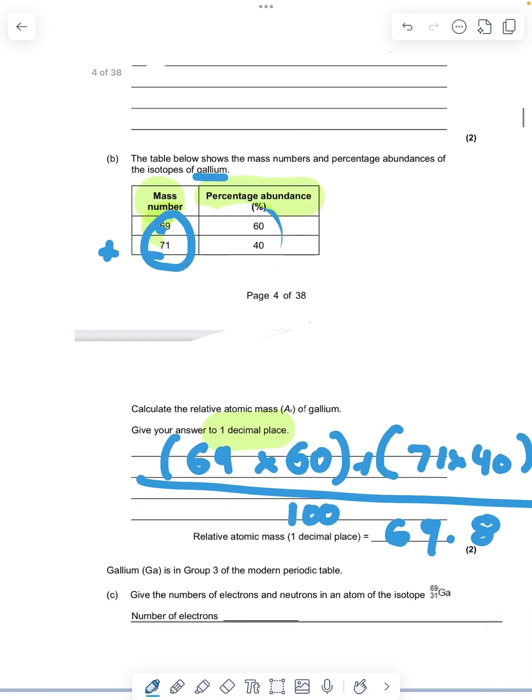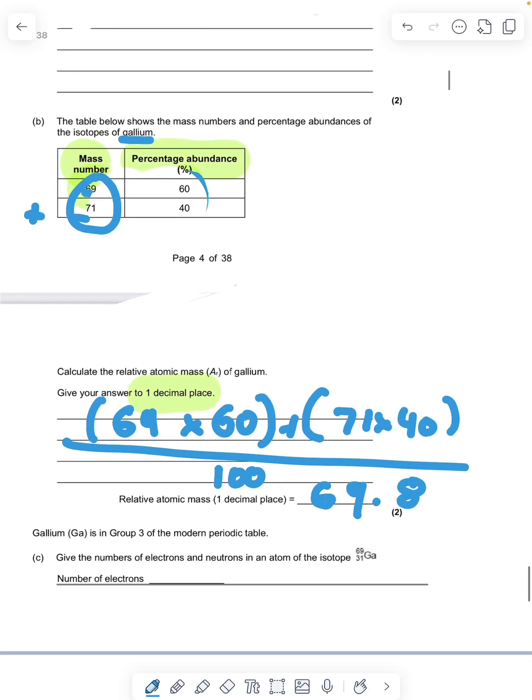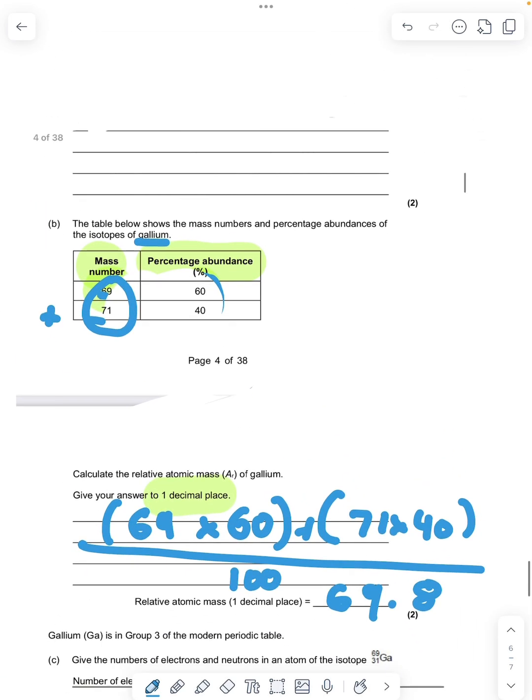Now your answer should be somewhere close to 69 and 71. If you get an answer like 2 million or something like that, you know you've gone wrong somewhere. It should be somewhere in between 69 and 71. That's how you do this. Again, just times the first two numbers together like we've done here. We did 69 times 60, added to the next two times together, so 71 times 40, divided by 100. You can plug this into your calculator all at once.